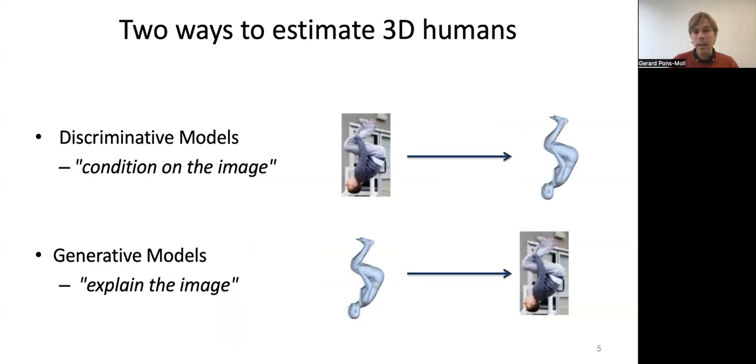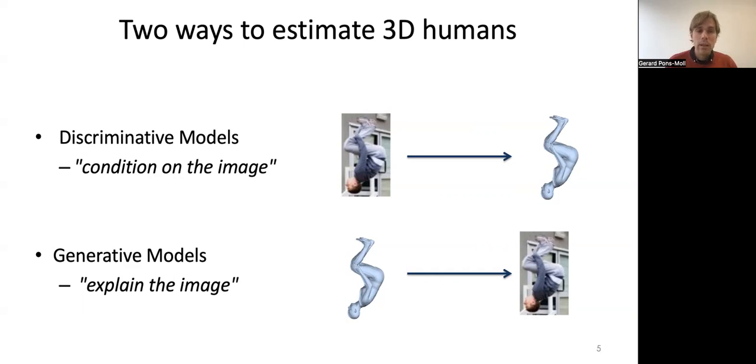Historically, there's been two approaches to this problem. The first is using discriminative models. Essentially, you train a model that, given pixels at the input, is capable of producing a 3D surface of the human or the parameters of the human. This is a direct learned mapping that you could learn using training data. We will see some of that in the next lecture.